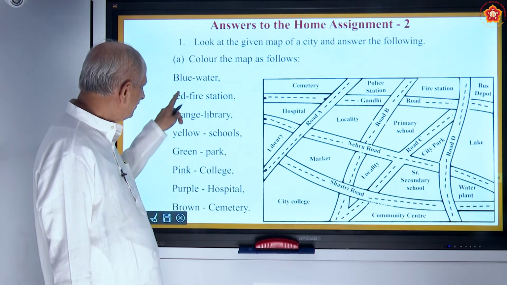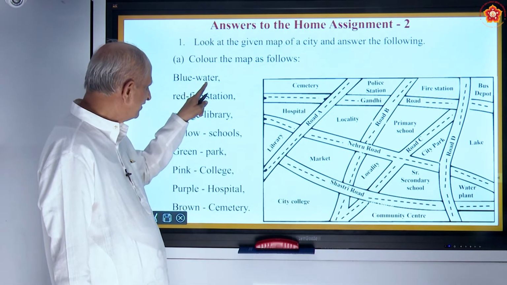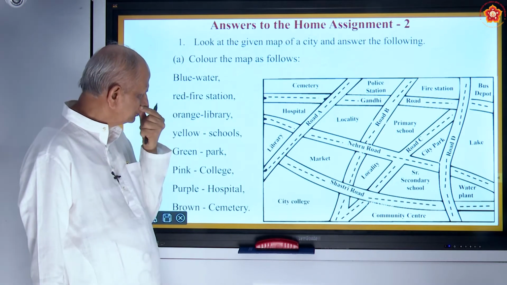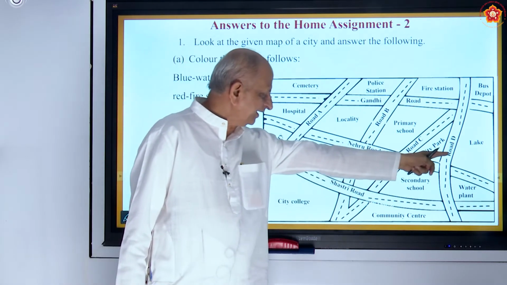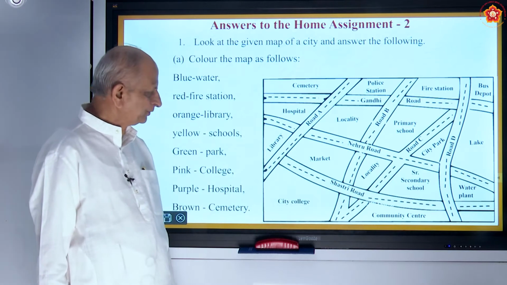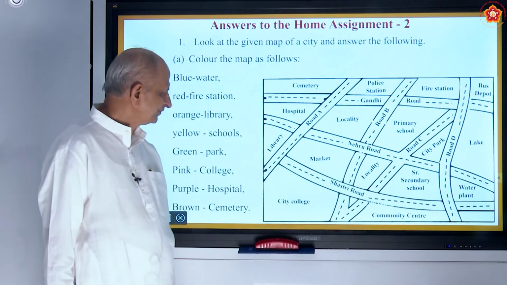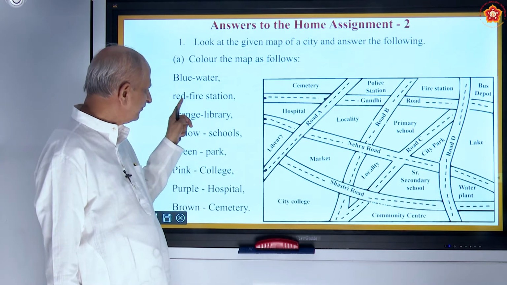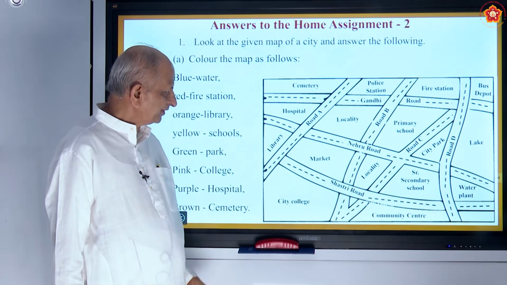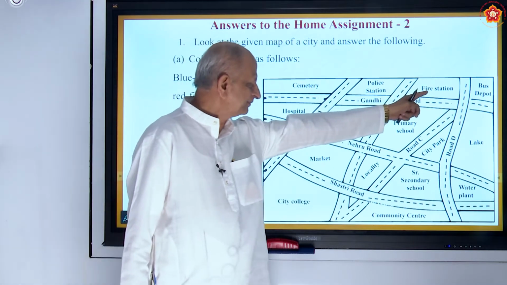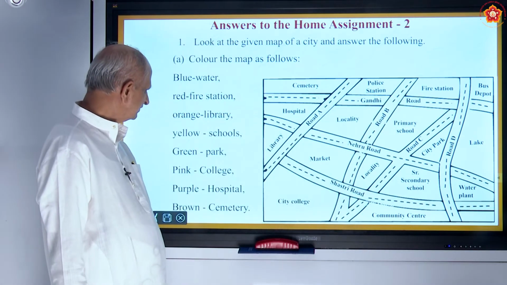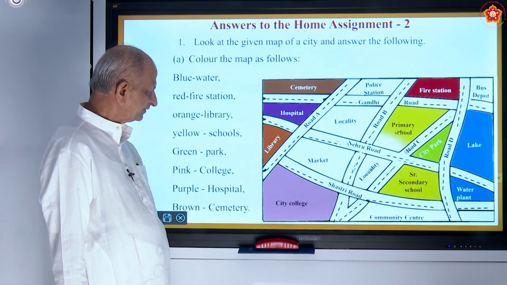And what is the color you have to choose? Wherever there is water, you put blue color. For example, there is a lake here, you put blue color. Water plant here, so blue color. Red for fire station. Where is the fire station? It is here. Like that we have to give colors.